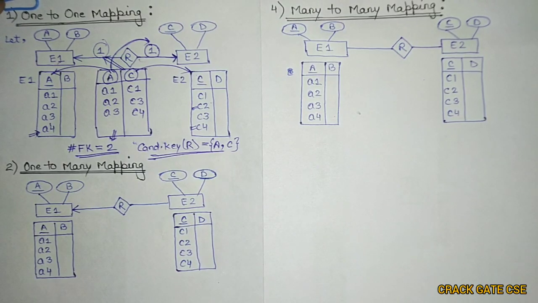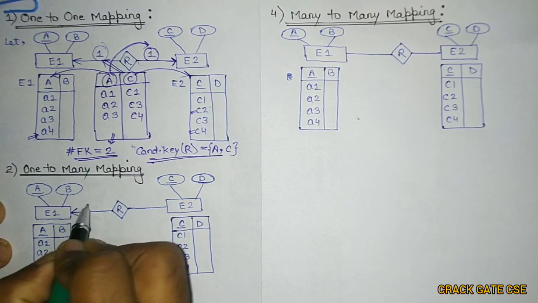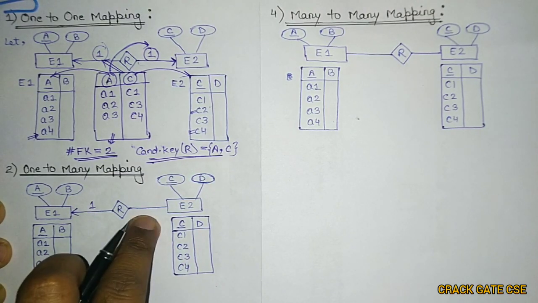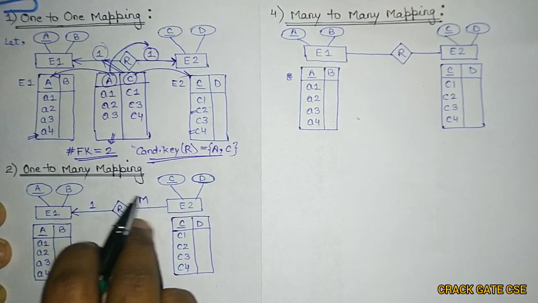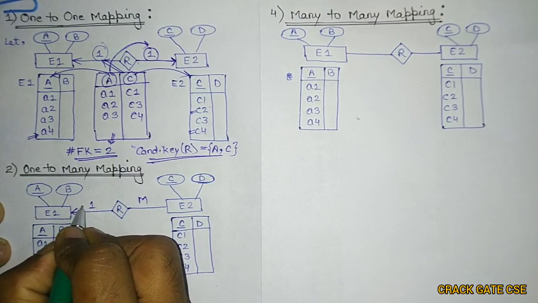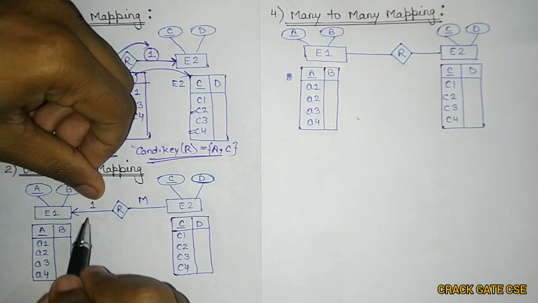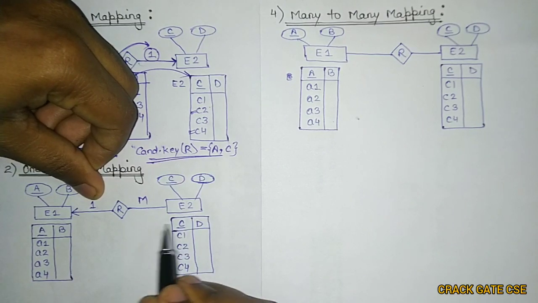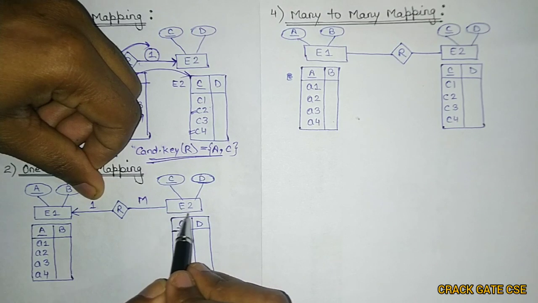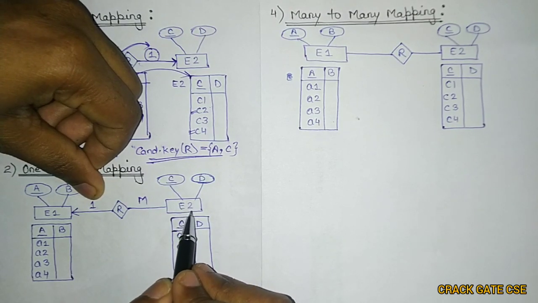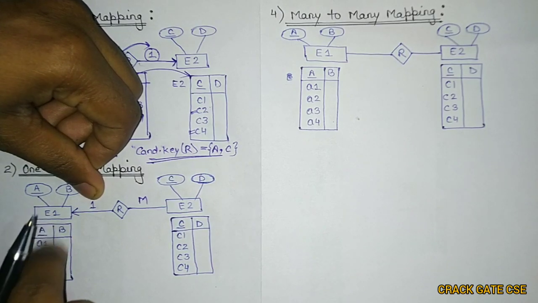Now let's understand the one-to-many mapping. Here you can see there is a single arrow, that means 1. Here there is no arrow, that means M. So this is 1, this is M. What does this one say? This one says that each entity of E2 is or can relate with 0 or 1 entity of E1.